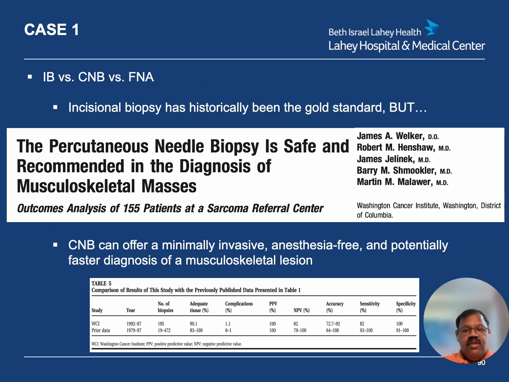So this is a paper that looks at incisional biopsy versus core needle biopsy versus fine needle aspirates. Historically, incisional biopsies have been the gold standard, but this paper from the Malawer group in Washington, D.C. has essentially shown that percutaneous needle biopsy is safe and basically the recommended modality in the diagnosis of musculoskeletal masses. The main reason for this is that the zone of contamination is drastically minimized. You're talking about a 14 gauge core needle usually, very small, and you can place that biopsy tract in line with your surgical incision, and if you obtain multiple cores, you can really achieve sufficient tissue for definitive histopathological characterization.